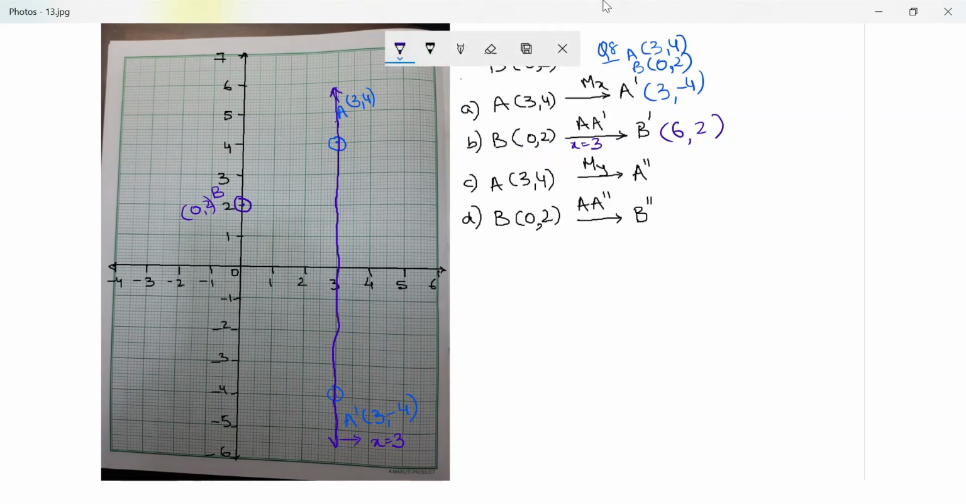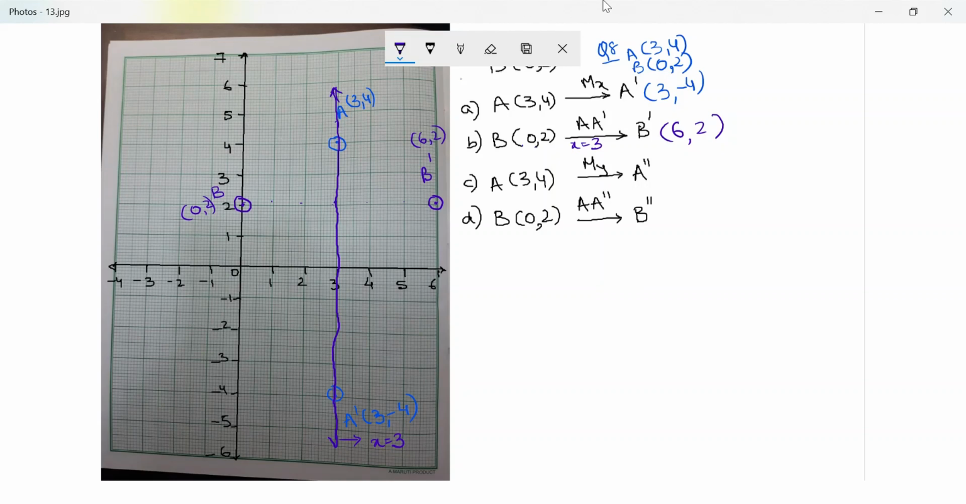Let's look at the answer. So this is 1 box, 2 box, 3 boxes here, which means this will be 3 boxes away. 1 box, 2 box, 3 box. This is my answer. This is B dash, which is 6 comma 2. Perfect. Let's look at part 3.